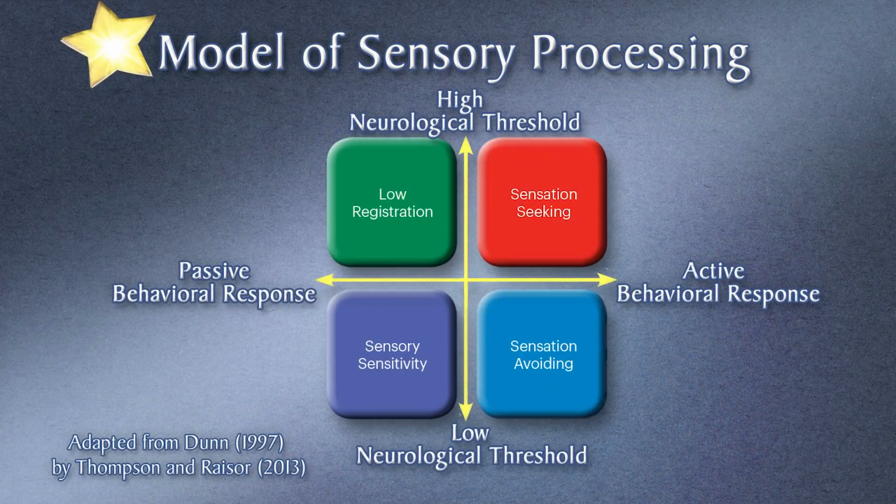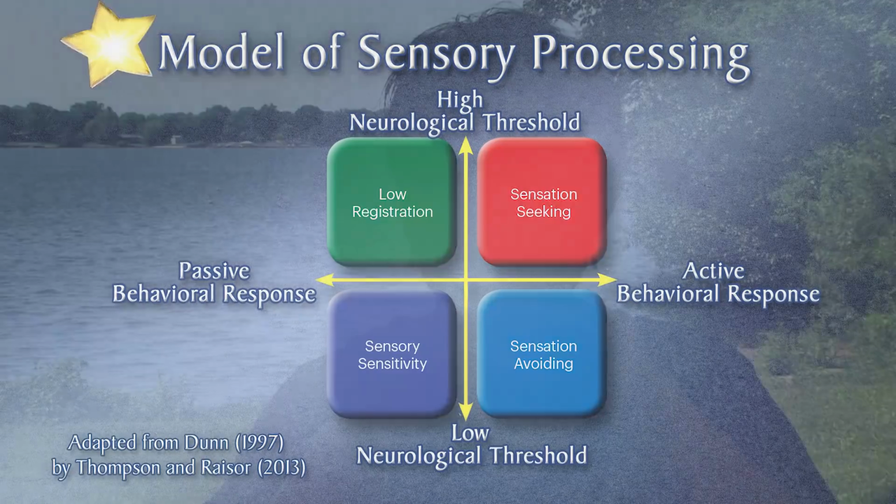When we think about sensory profiles, when I use that language, I think of Dr. Winnie Dunn. Dr. Dunn has organized sensory profiles into 4 quadrants. If we think about a neurological thresholds continuum, it can go from high to low. Dr. Dunn has also hypothesized a behavioral response continuum, going from active, where I'm trying to do something differently to make my threshold change, all the way over to passive, where I'm just behaving the way I came into this world.